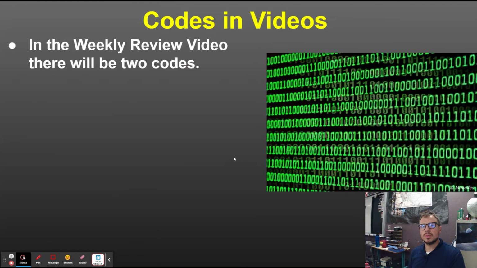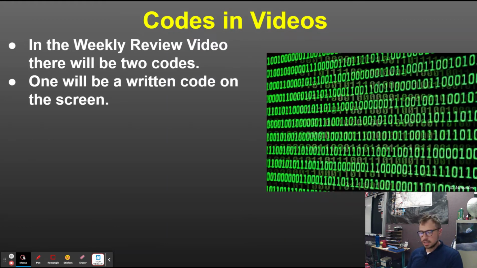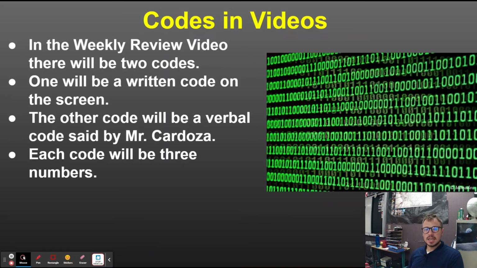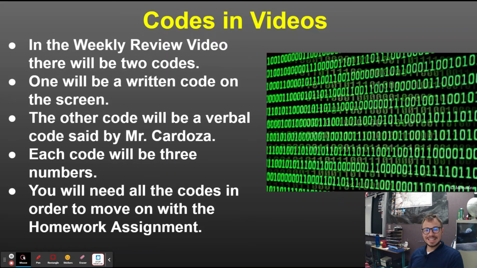All right, so just remember in the weekly review video, there will be two codes. One will be a written code on the screen, and the other one will be a verbal code, said at some point during the video. So stay tuned to watch that. Each code will be 3 numbers. You will need the codes in order to move on with that homework assignment.